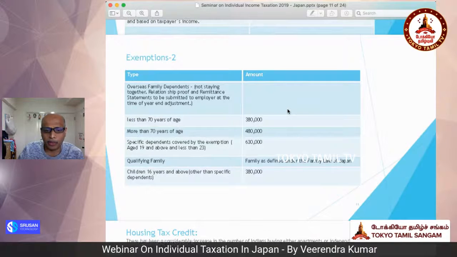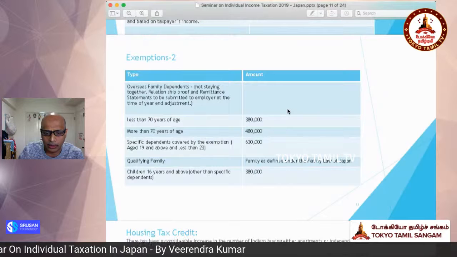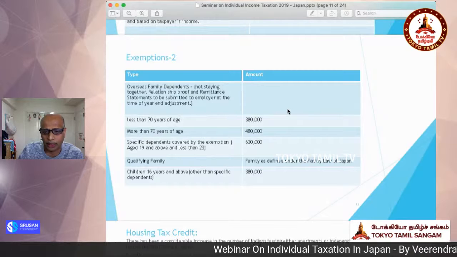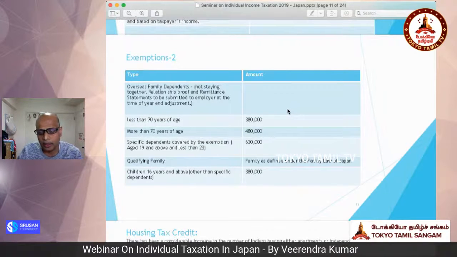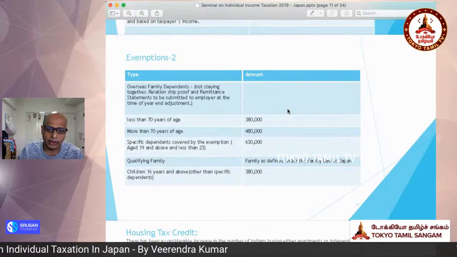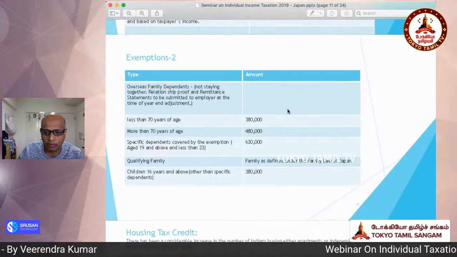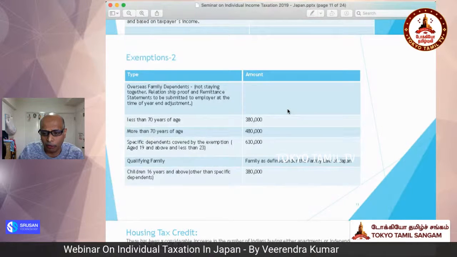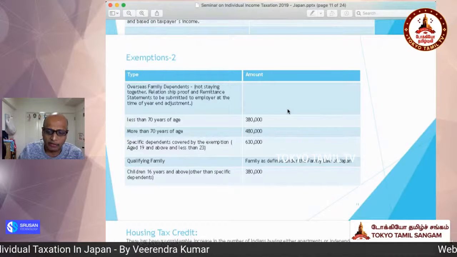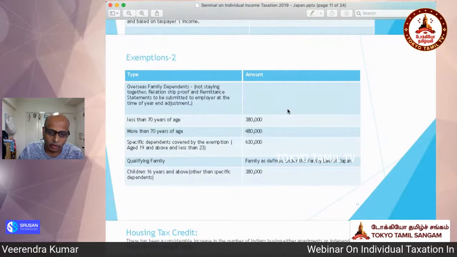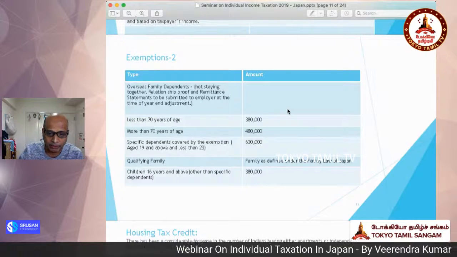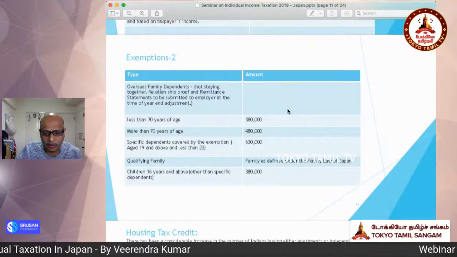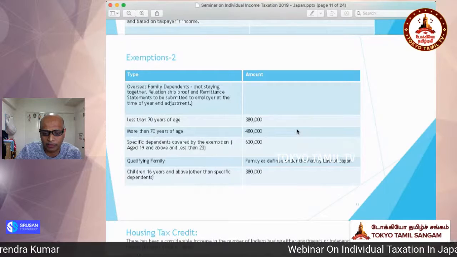However, if the person is between the age of 19 and 23, the deduction amount is 6,30,000. Basically, with the objective that during this age he will be attending the university, and there will be additional cost. Hence, the deduction amount is a little bit higher. And the qualifying family definition is given under the family law of Japan. Basically, it will cover 6 generations from your side and 3 generations from your spouse's side. And children 16 years and above, if they are not falling under the specific dependents category, they also qualify for a deduction of 3,80,000 yen.